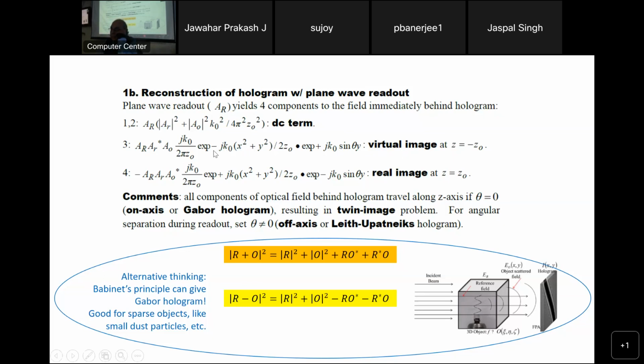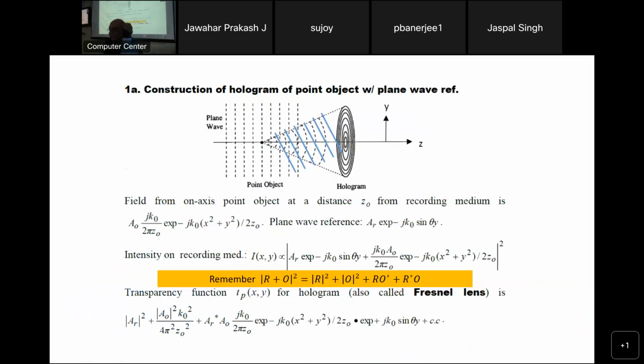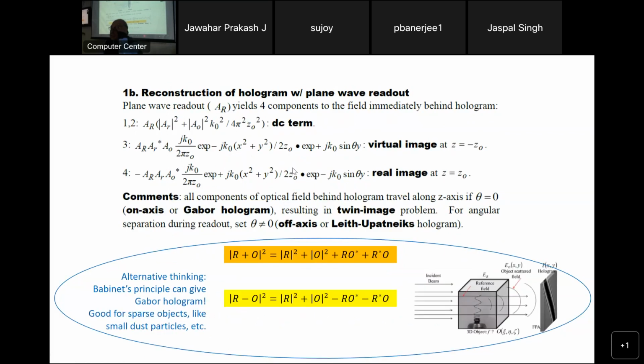Because see, this one over here is the expression for a diverging spherical wave. So therefore, this has to be the expression for a converging spherical wave. If you go back, but I'm using the notation j. So in my notation, e to the minus j times x squared plus y squared will correspond to a diverging wave.